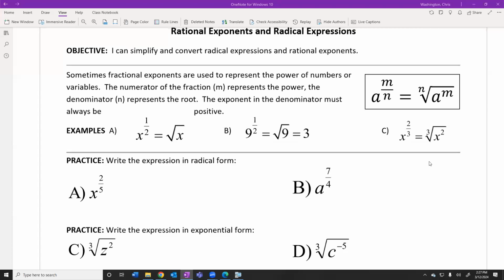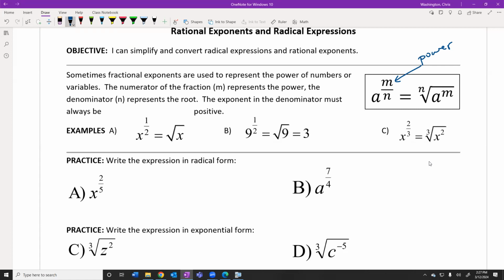All right, there is a relationship between radicals, square roots, cube roots, fourth roots, and exponents. That relationship is summed up in this box. The top number of the exponent is the power of the radical. The top number will always be the power of the radical.